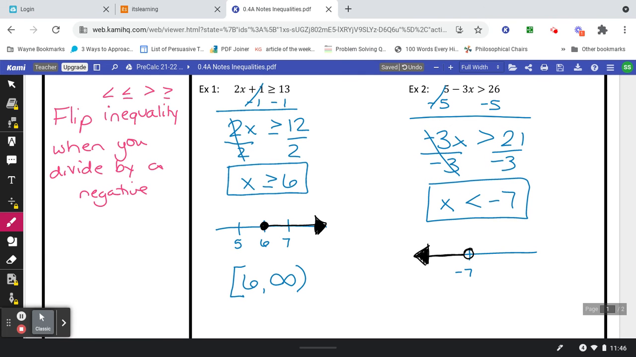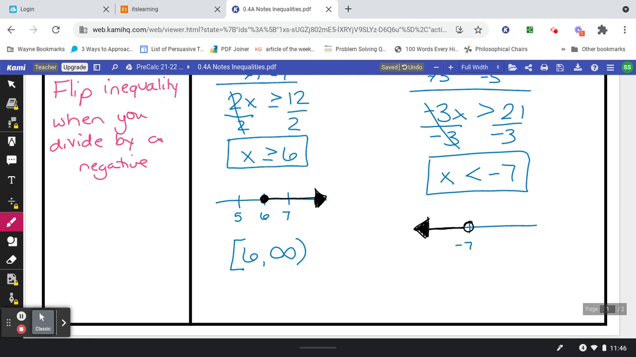For the interval notation, since we're starting all the way from the left, our smallest numbers would be -infinity to -7, parenthesis, parenthesis.